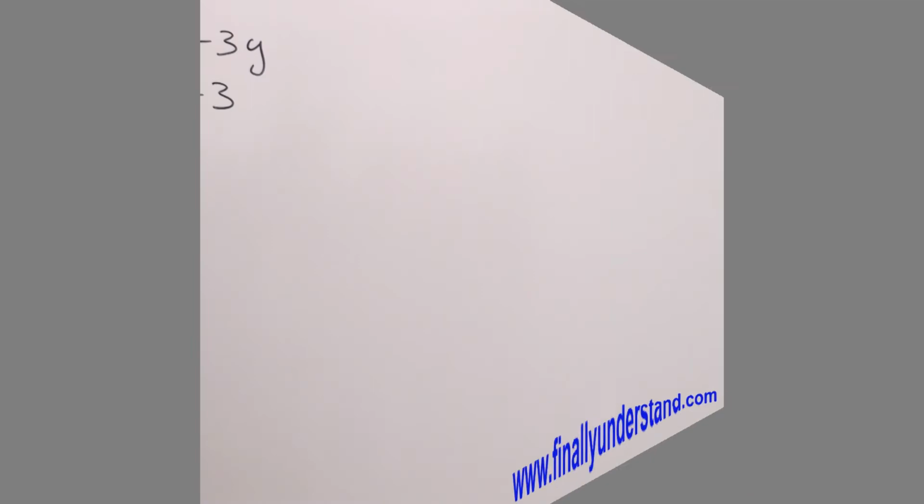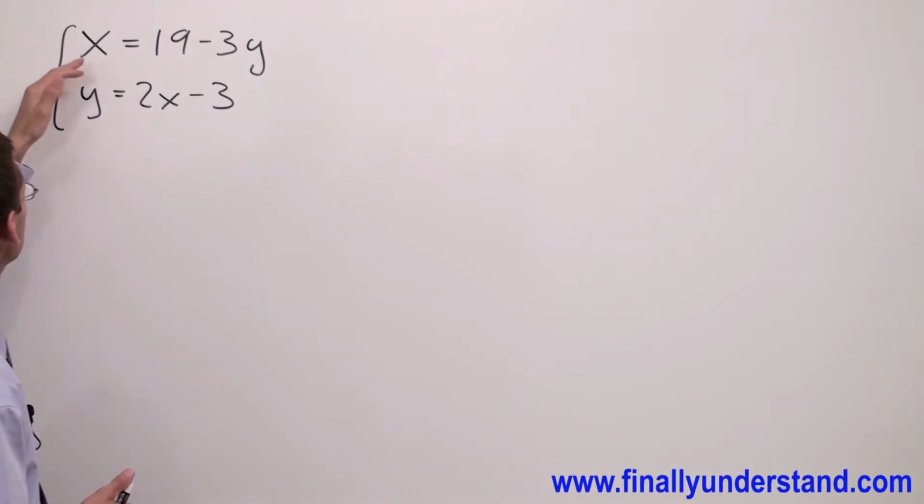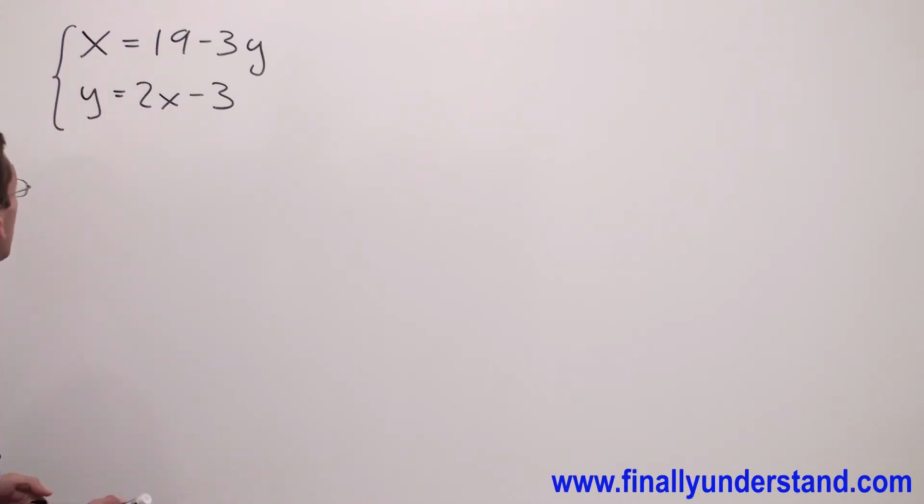Let's take a look at this example. Please notice that this time both equations are solved for two unknowns. First one is solved for x and the second one is solved for y. So what are we supposed to do?